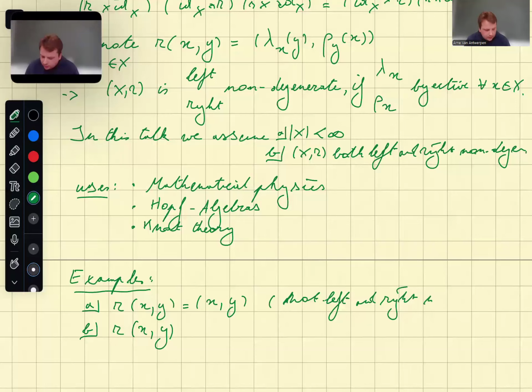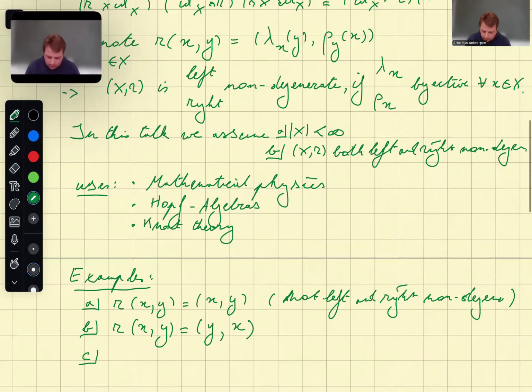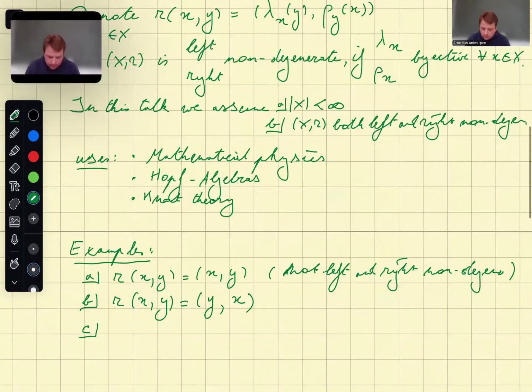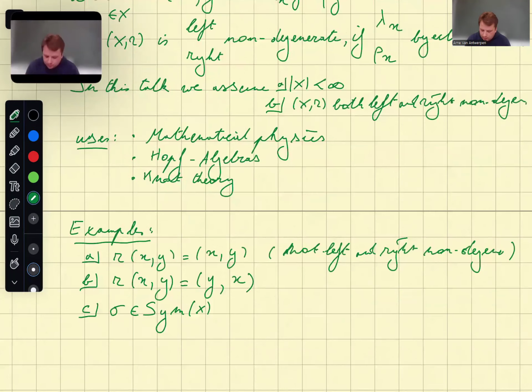What is the main example, the easiest main example for us, is the twist solution, so just twisting the two components. Slightly more involved is if you take a permutation sigma of your choice on the set X, you can define the map R(x, y) as (sigma of y, sigma of x). Also a nice solution of the Yang-Baxter equation.